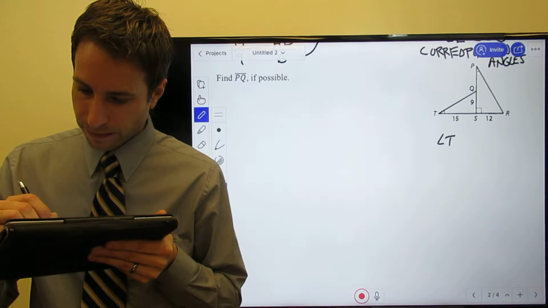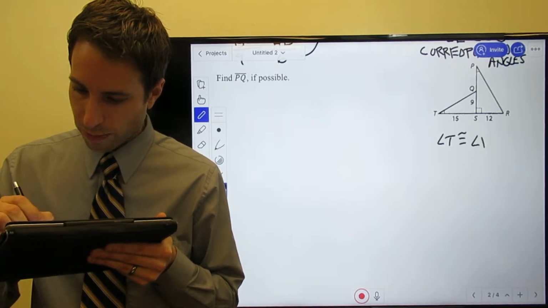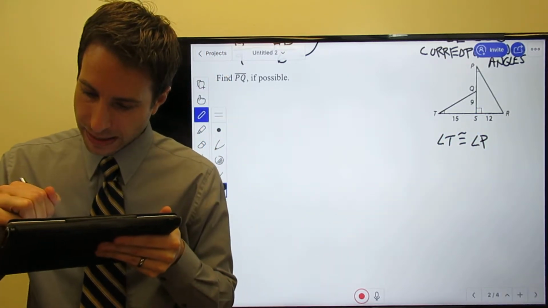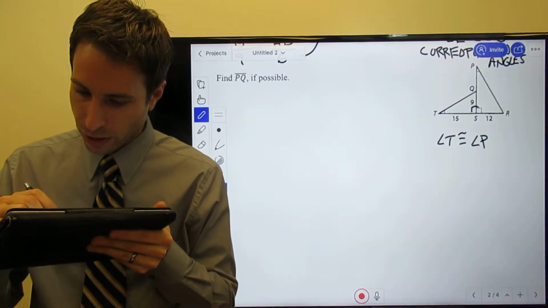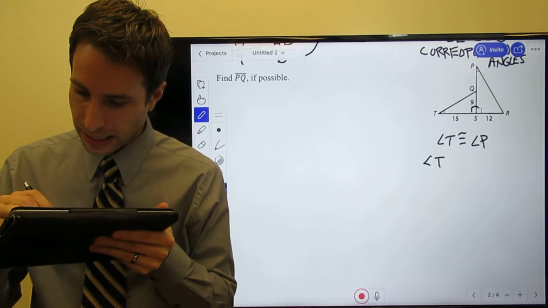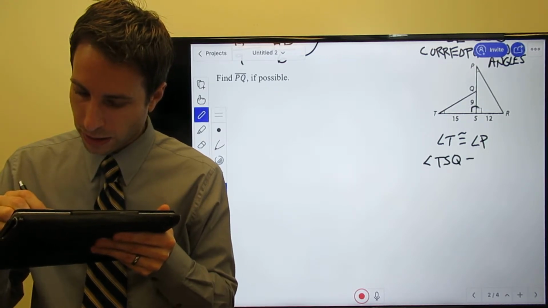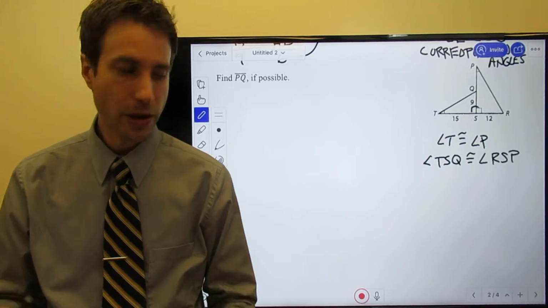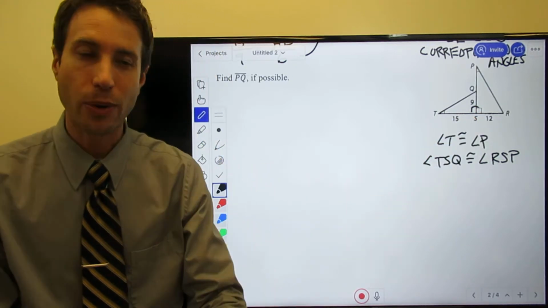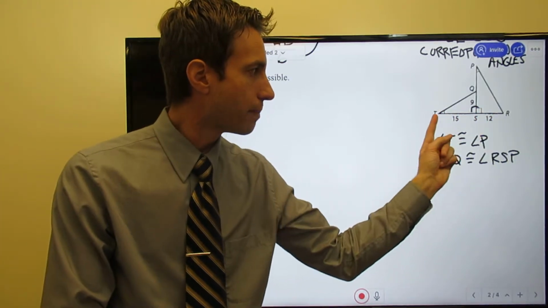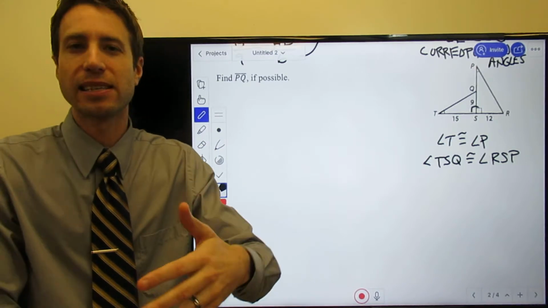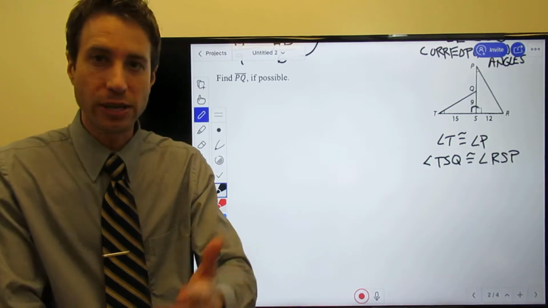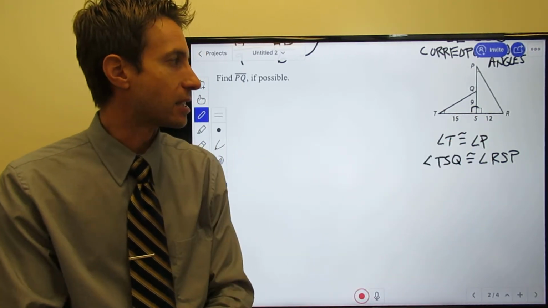that angle T is congruent to angle P, and this is a right angle, which means that this has to be a right angle. So we know that angle TSQ is congruent to angle RSP. Those both have to be right angles. How do I know that? Well, this is a straight line, and so essentially they're supplementary angles. They have to sum to 180 degrees. The only way to do that, if this one's 90, this one has to be 90 as well.